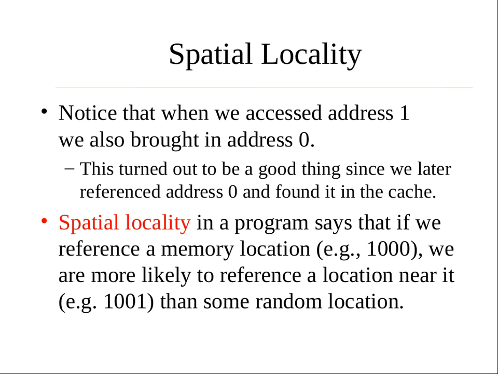Notice when we accessed address 1, we also brought in address 0. This turns out to be a very good thing since we later reference address 0 in this example. This was not necessarily a contrived example. It's actually very common that when you bring in one piece of memory, you're probably going to be accessing the memory close to it in the near future. This is something called spatial locality, where if we reference a memory location, say 1000, we're more likely to reference a location near it, say 1001, than some random location. So this is actually a very good technique for many reasons. One is spatial locality, the other is to save on the tag.